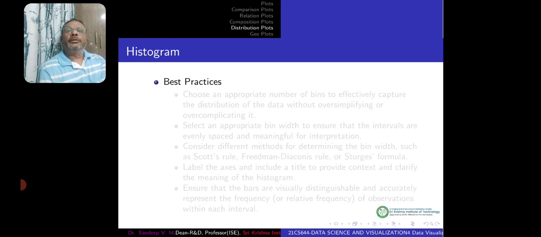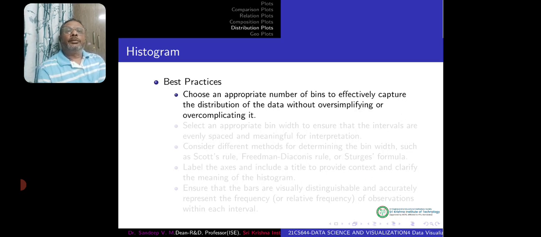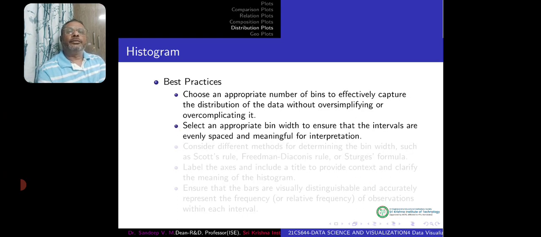So for better use, the best practices: choose an appropriate number of bins to effectively capture the distribution of the data without oversimplifying or overcomplicating it. If the number of bins is very small, it becomes too simplified, and if the number of bins is too large, it becomes too complicated. So we need to ensure for the given problem what is the best number of bins to use, so that has to be properly taken care of.